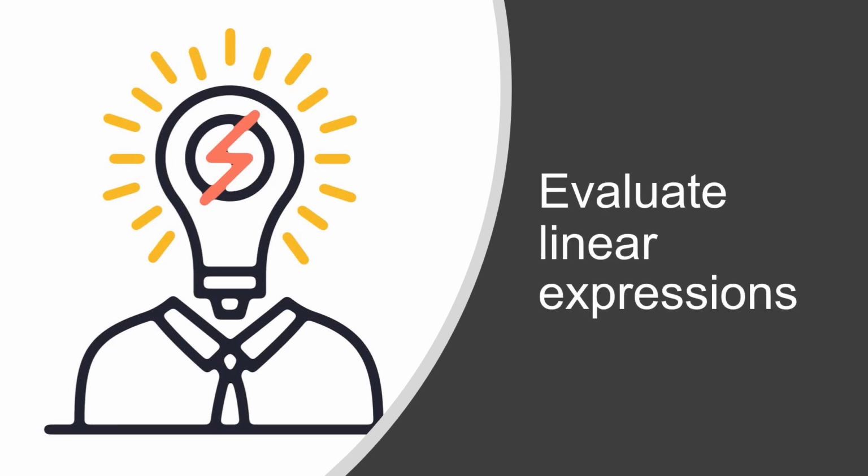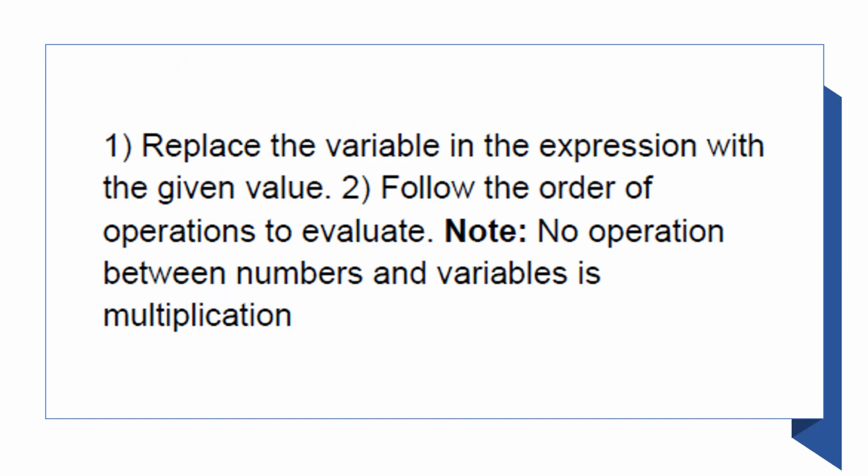All right, let's talk about evaluating linear expressions. The premise of evaluating the expression is just to find out what the value of the expression would be if you replaced the variable with whatever value they gave you, and then follow the order of operations. The only thing that you need to be aware of is that if you don't see an operation between a number and a variable, that's telling you that it's multiplication. So just keep that in mind as we go through these examples.